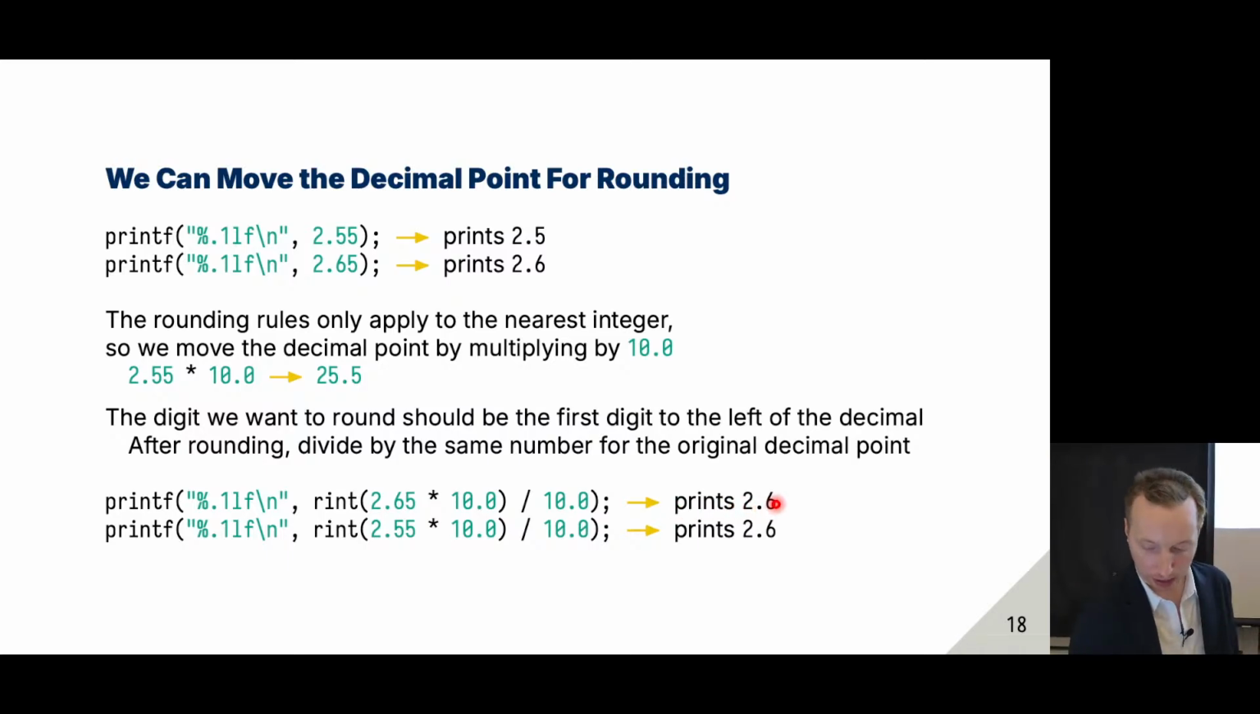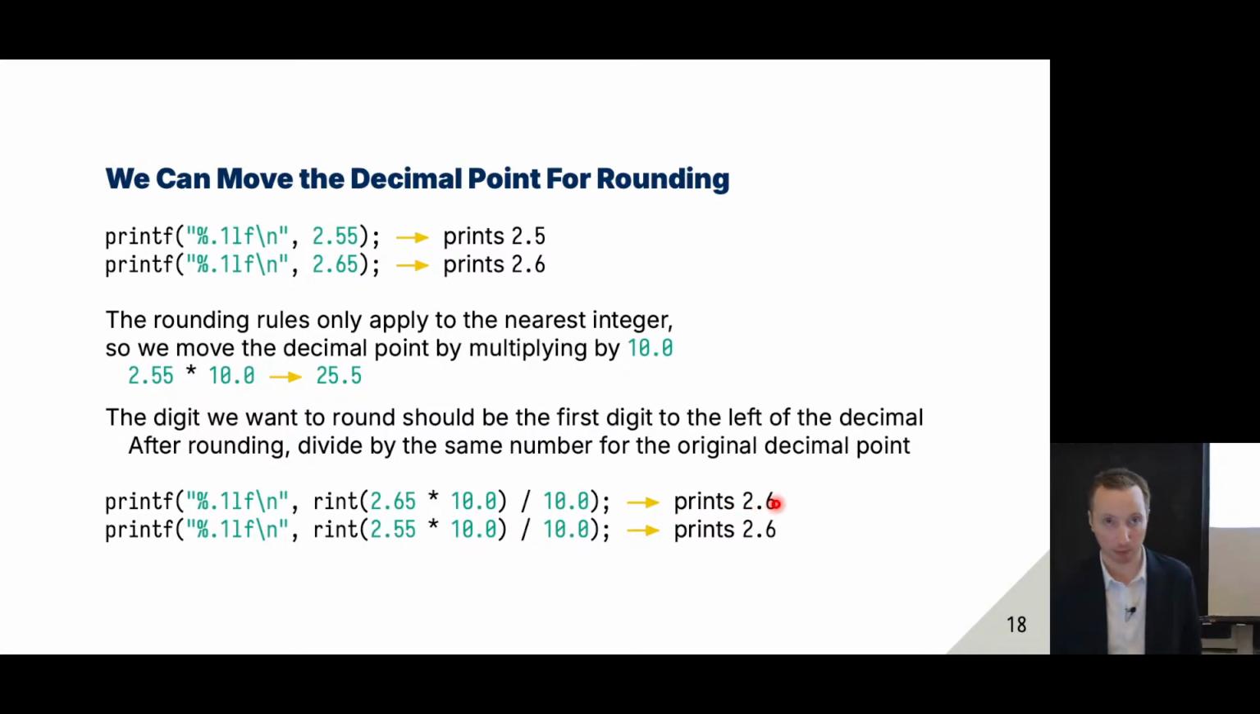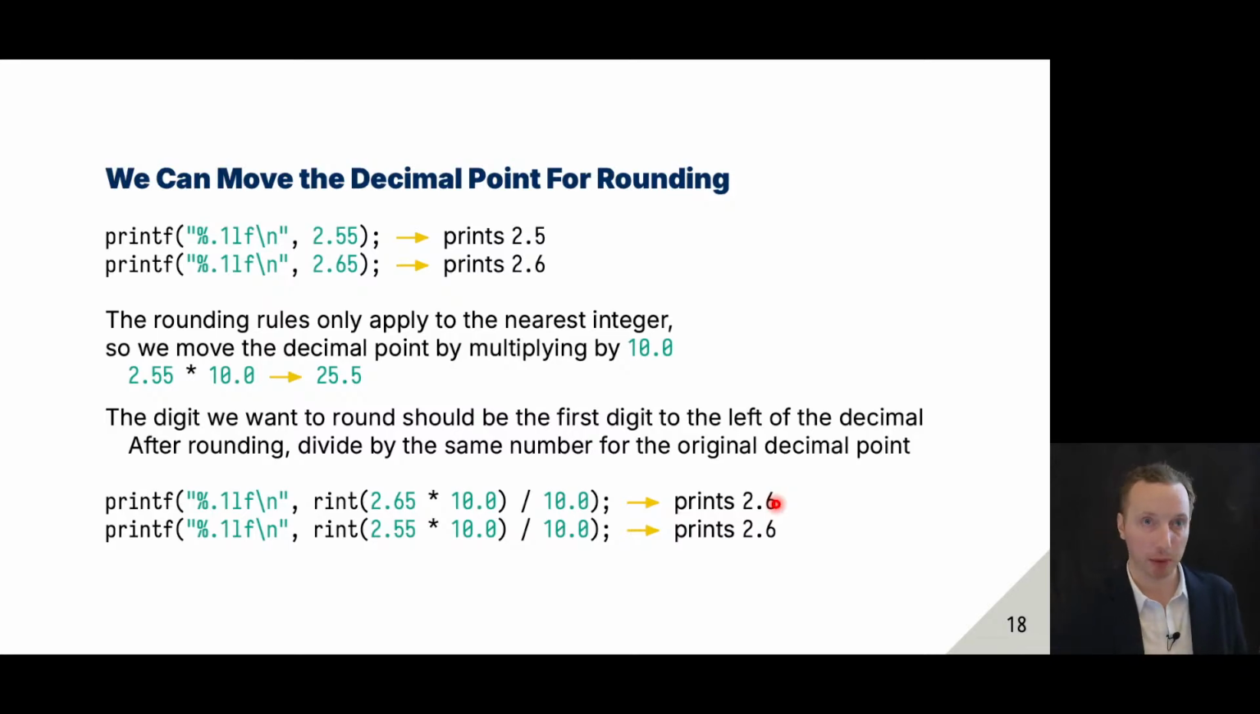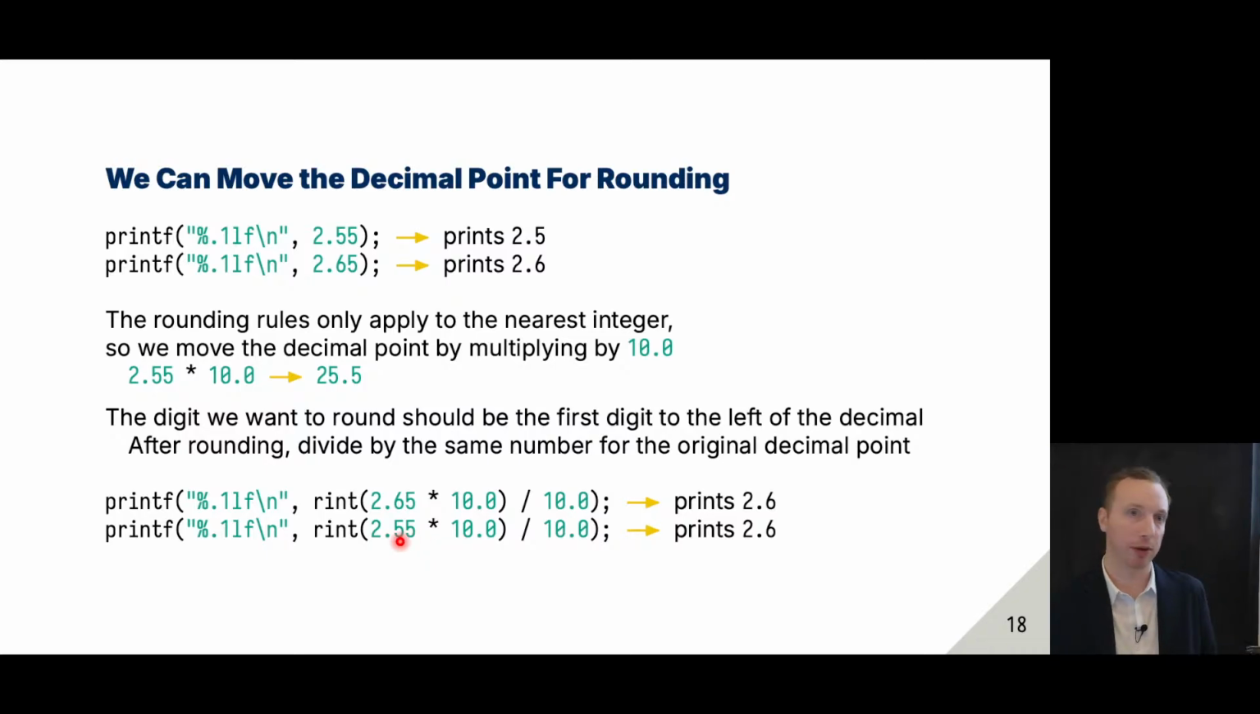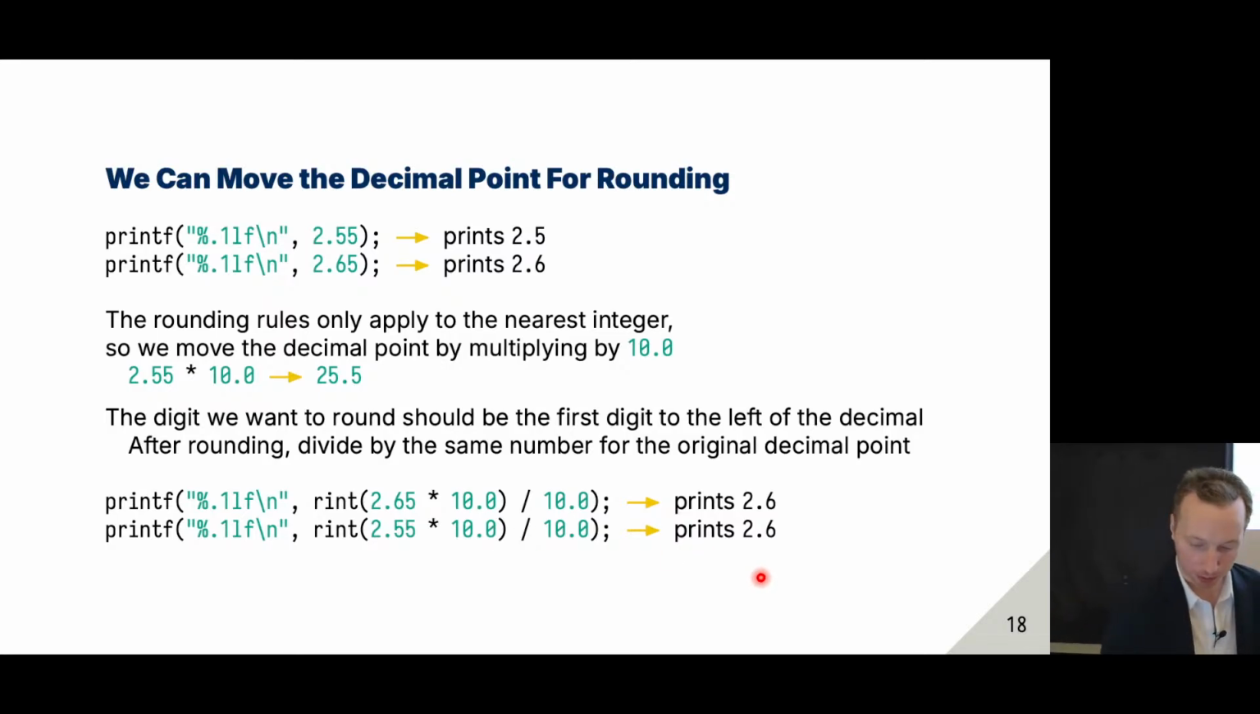So it will actually round to the nearest even number because I'm using rint. And for this one, if I multiply 2.55 times 10, that's 25.5, goes up to 26. Move the decimal point over, and it would print 2.6.